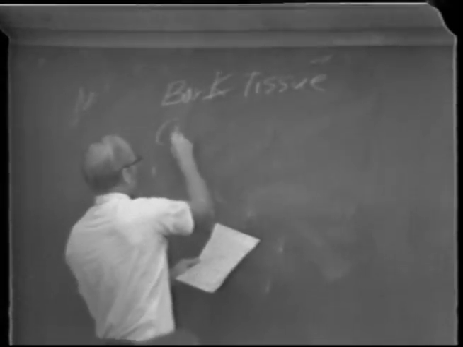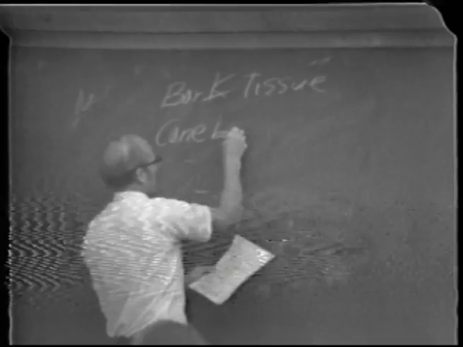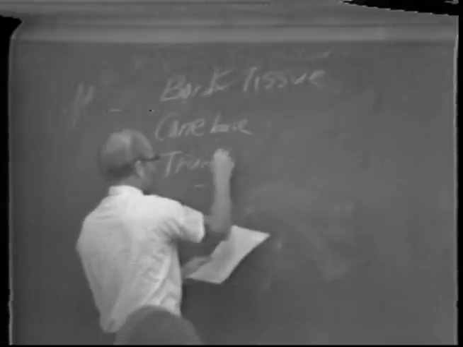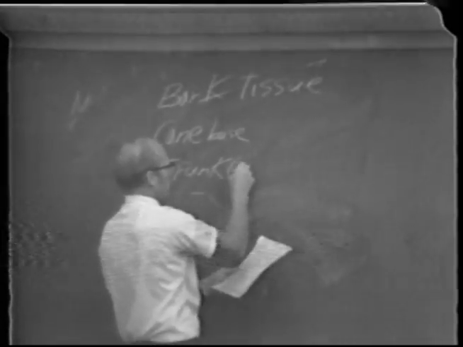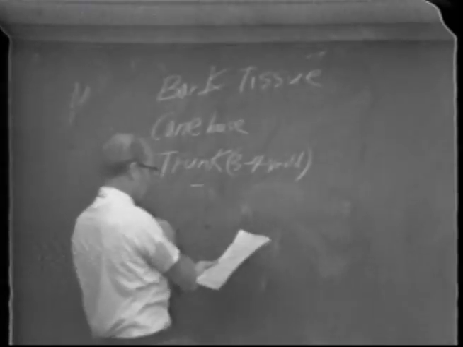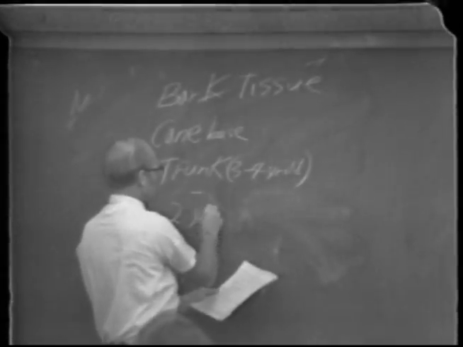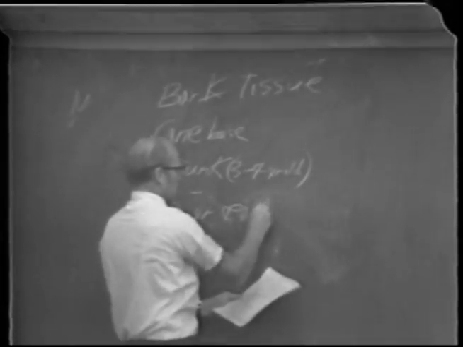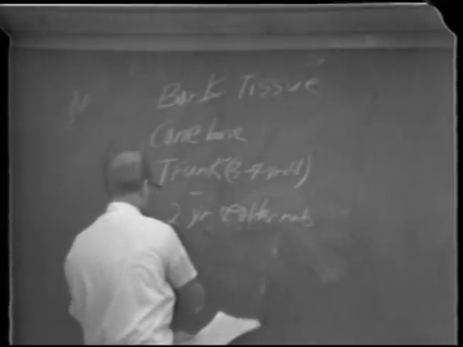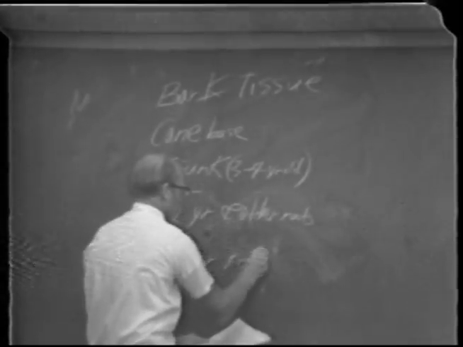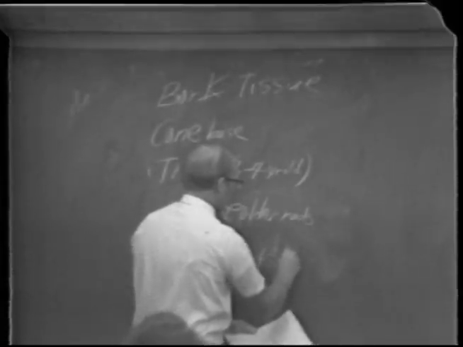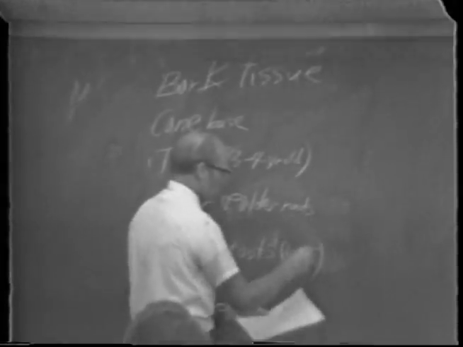And here we have the base of the canes, trunk, and this was the 3 to 4 year old trunks now. 2 year and older roots. And 1 year roots. And this is bark only. For all these, it's bark only.